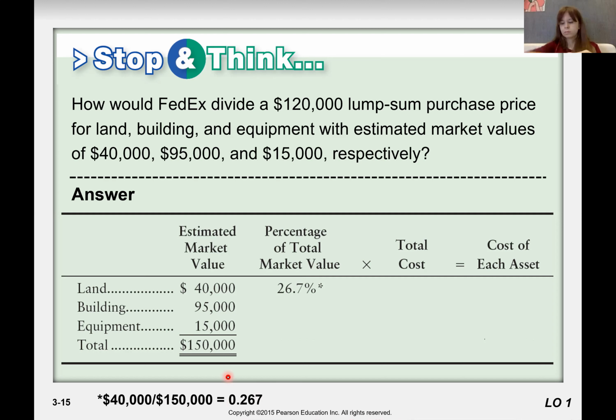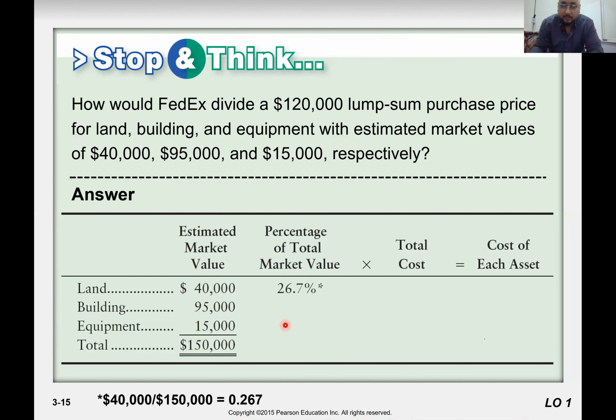0.267. You can also round it off to 27%. Okay, it's up to you. It's 26.7%. You can also round it to roughly 27% as well. So there would be no error in that if you do that. But let's be precise here. So the precision is going to be 26.7%.